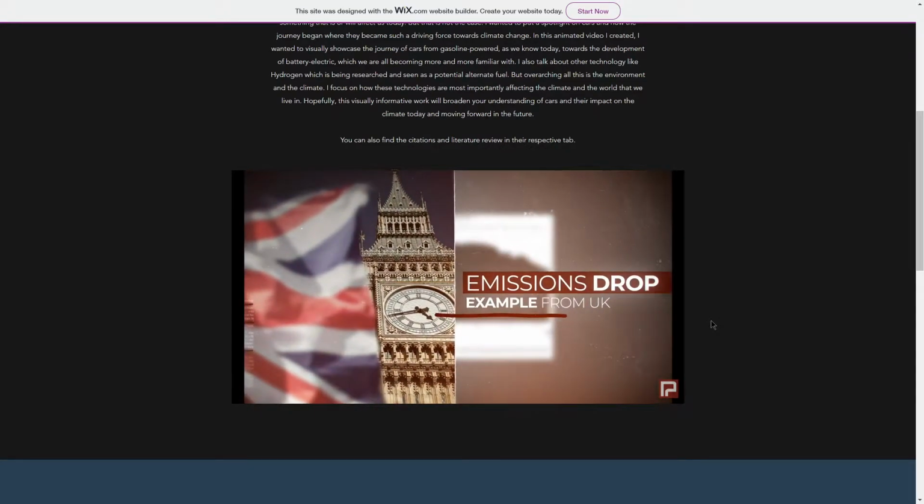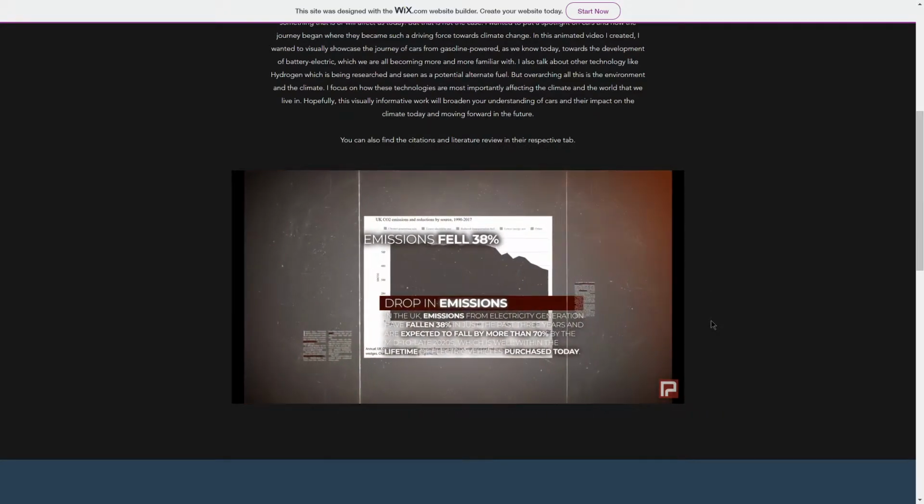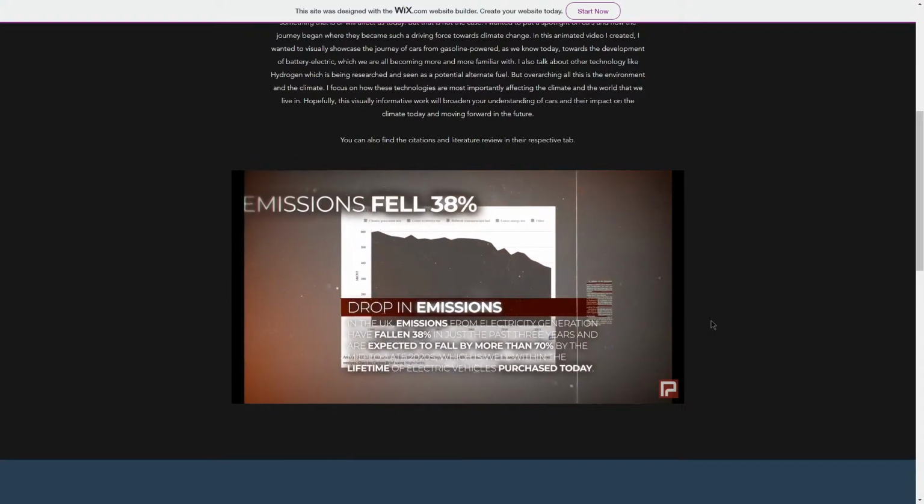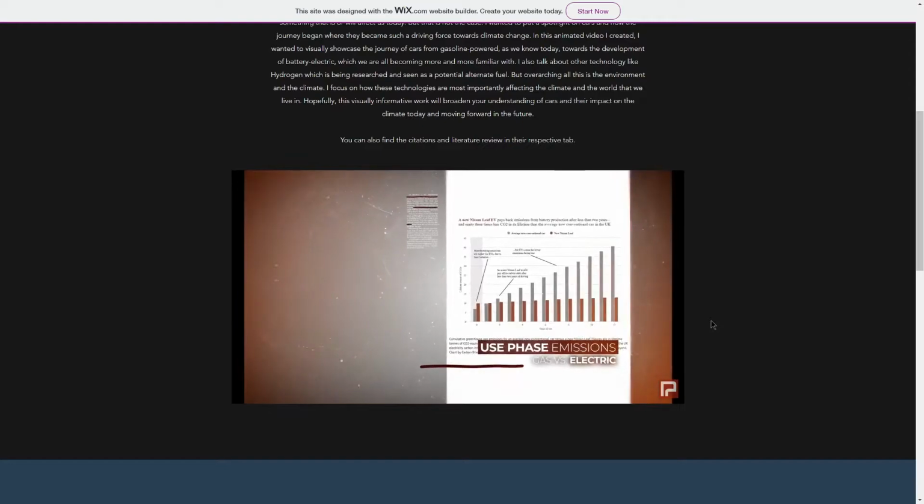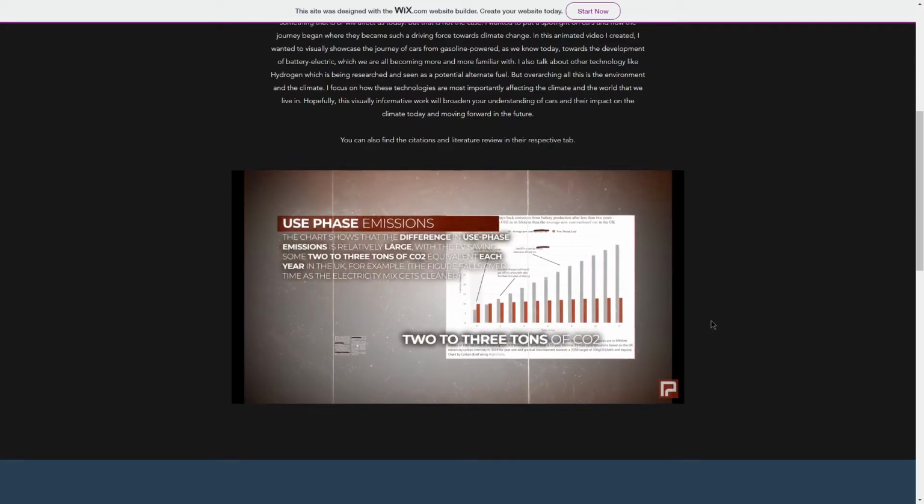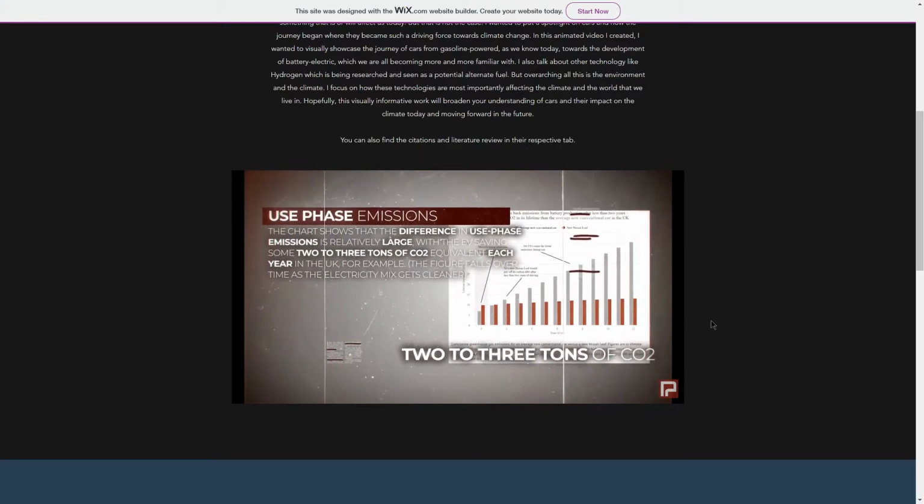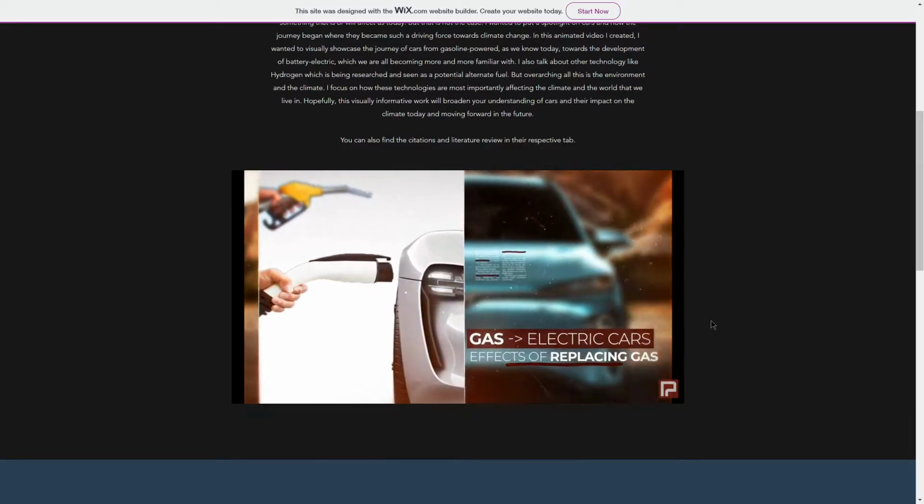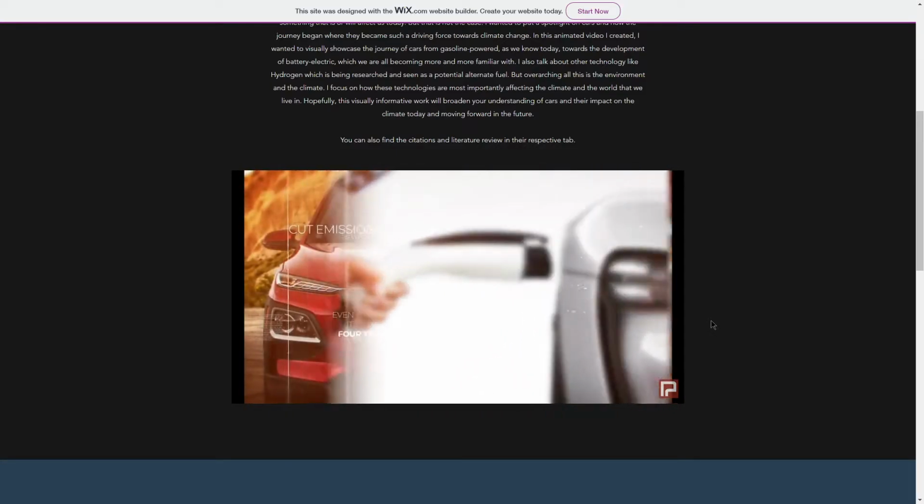And I use an example from the UK, where it showed that emissions fell 38% as electric production became cleaner and electric cars started being used more and more. And I use some graphs where you can see how, use case wise, the red, you can see how electric cars are very low in terms of emissions, while gas cars are high in emissions as years go by.